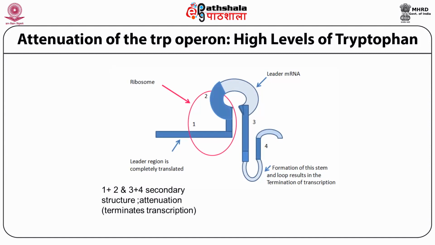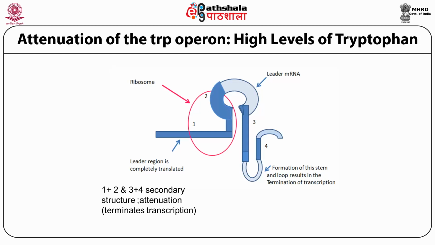Attenuation of the TRP or tryptophan operon when the levels of tryptophan are high. In high levels of tryptophan, the ribosome binds to the TRP polycistronic messenger RNA and begins the translation of the leader sequence. The stop codons lie in between sequence 1 and 2.